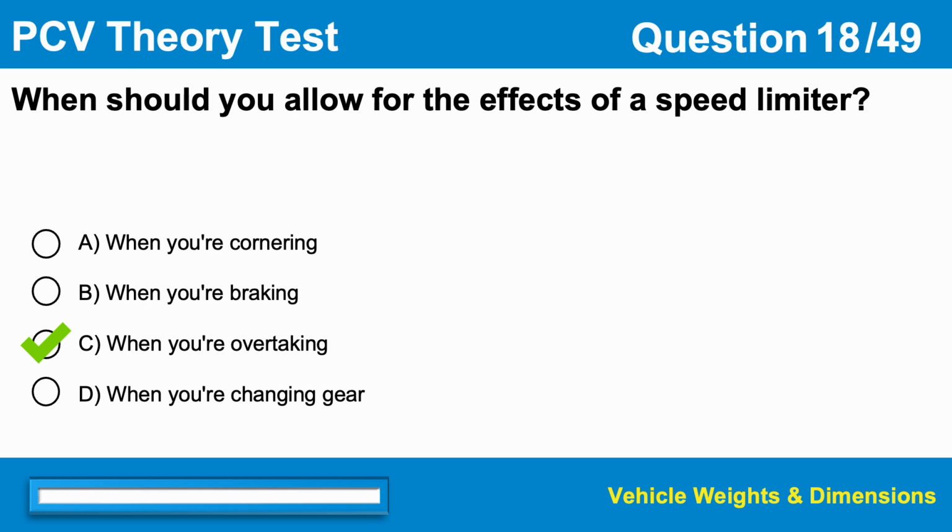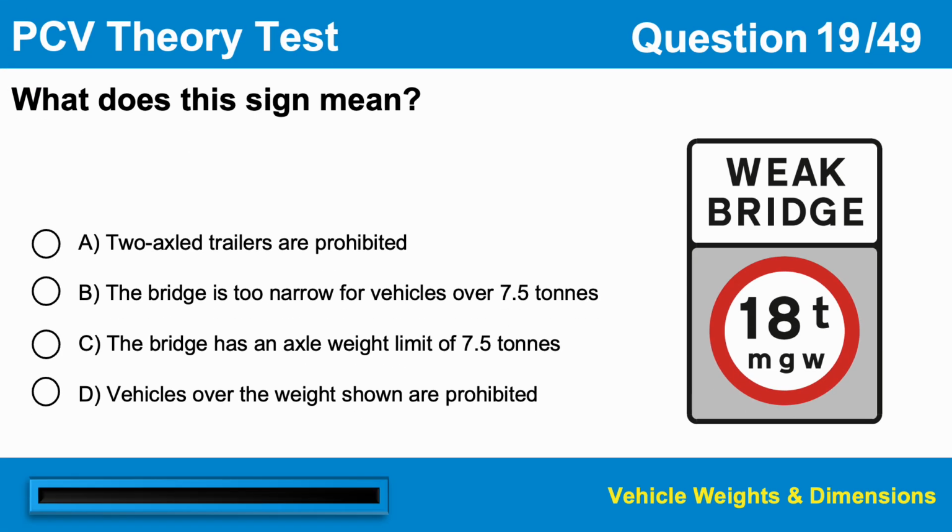Question 19. What does this sign mean? A. Two-axled trailers are prohibited. B. The bridge is too narrow for vehicles over 7.5 tons. C. The bridge has an axle weight limit of 7.5 tons. D. Vehicles over the weight shown are prohibited.